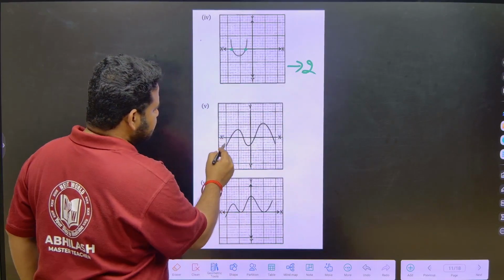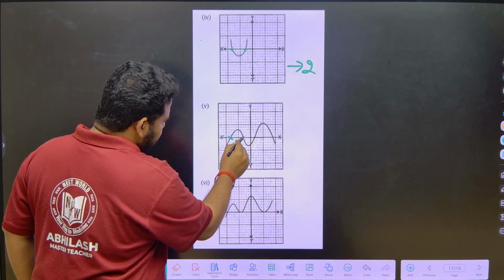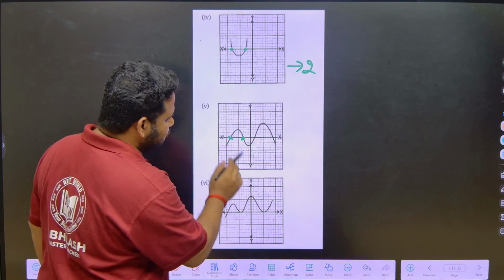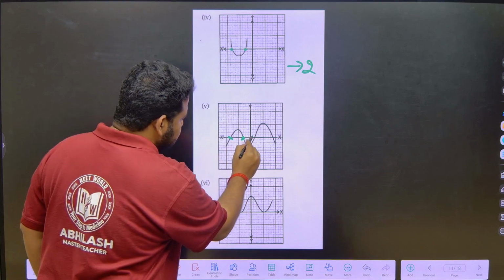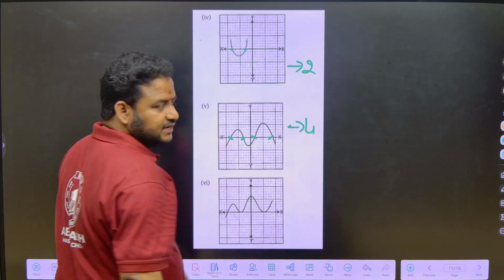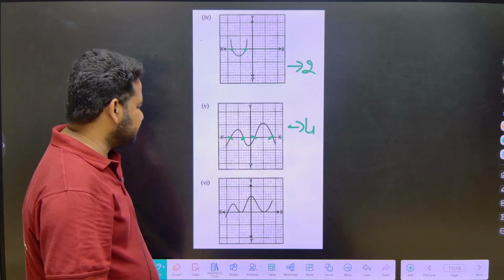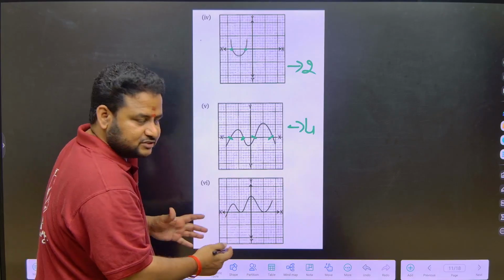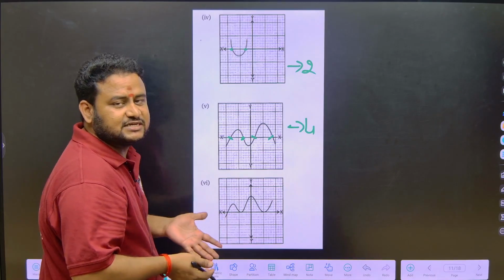Now have a look at this. Here it is touching at 1 point, 2 point, 3 point. Should I take this? No, it is touching y axis. I should take only x axis. 1, 2, 3 and 4. Here the number of zeros is how many, friends? It is 4. Here the number of zeros is 4. Now if I look at this question, here the number of zeros is how much? You have to see how many times it is touching x axis.